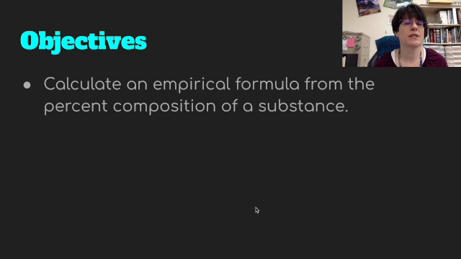So our objectives were to calculate an empirical formula from the percent composition of a substance. Don't forget your 5 questions in your notes, and we will be continuing with stoichiometry next.